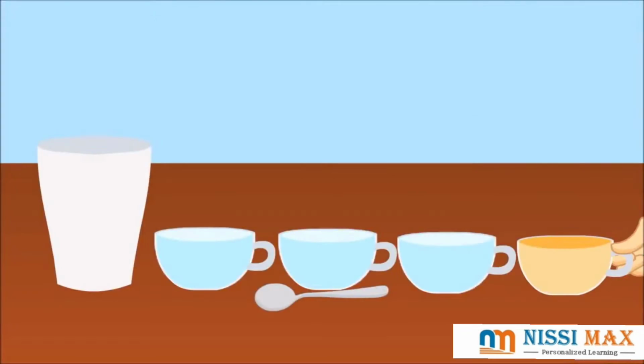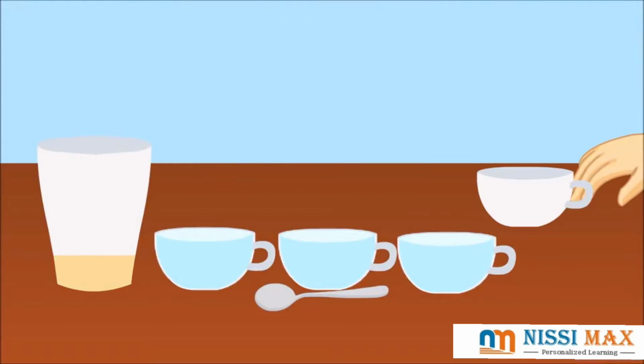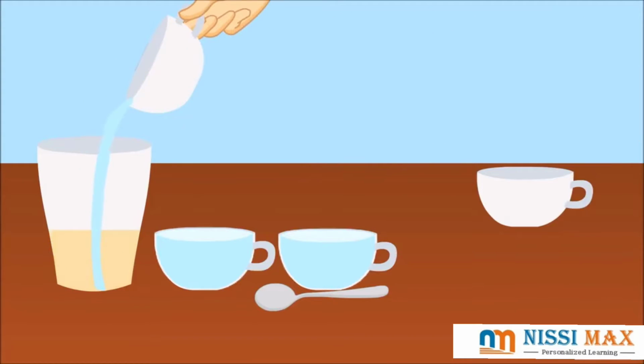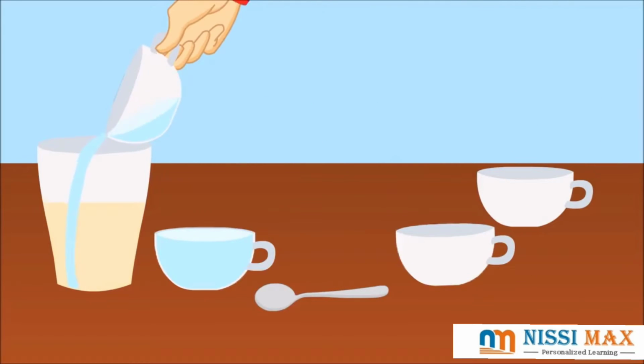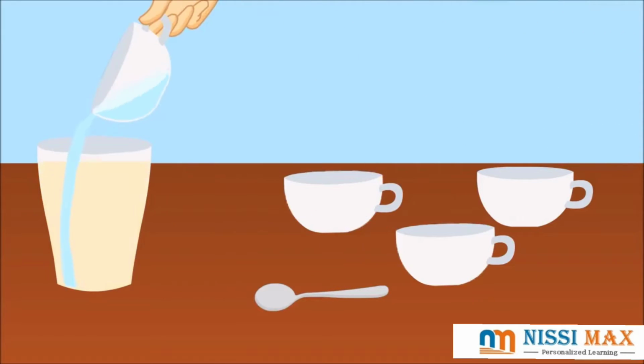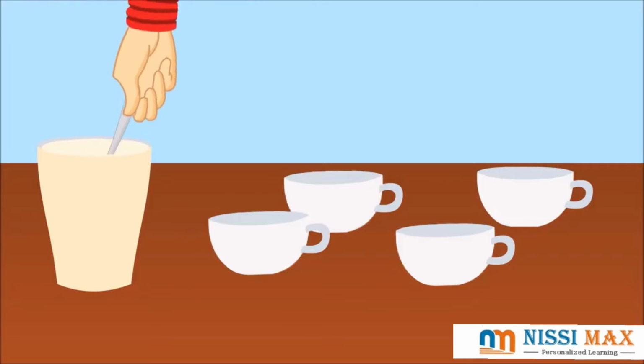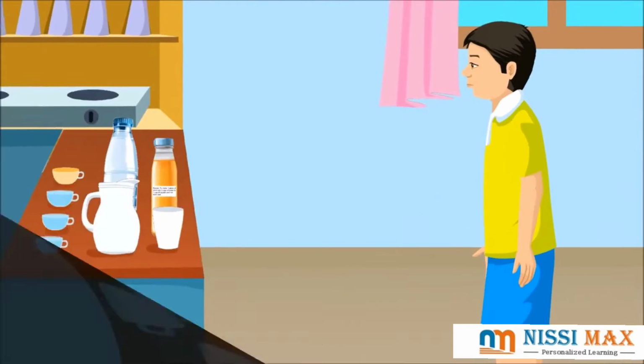To make a glass of drink, take 1 cup of orange squash. Pour it into a glass, add 3 cups of water to it, and then mix them well. Your drink will be ready to serve.